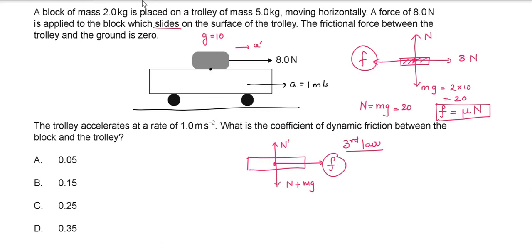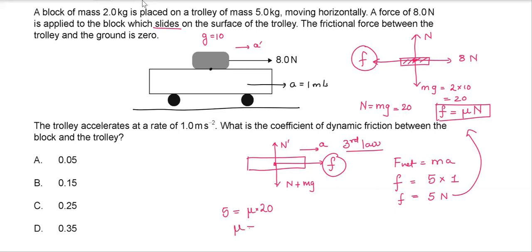That's the only force acting in the horizontal direction. So if I write net force is equal to ma in the horizontal direction, the net force is the friction force, the mass of the trolley is 5 kg, and the acceleration of the trolley is 1. So this friction is just 5 newtons. If I plug this friction force into the equation, I get 5 newtons equal to mu times the normal force, which is 20 newtons.